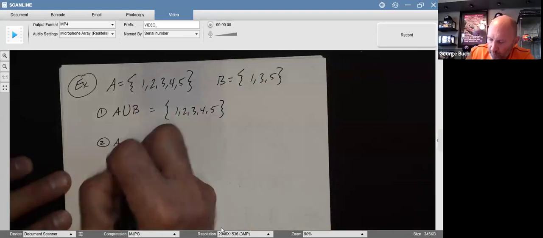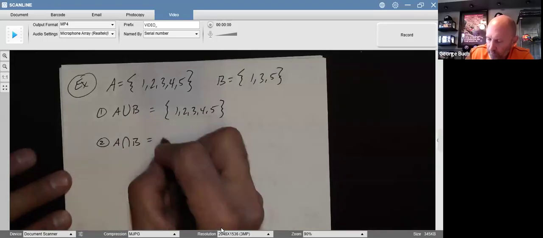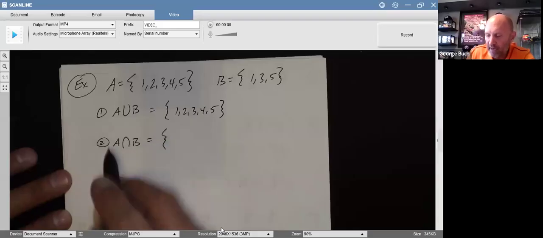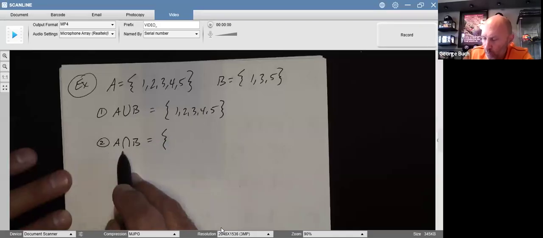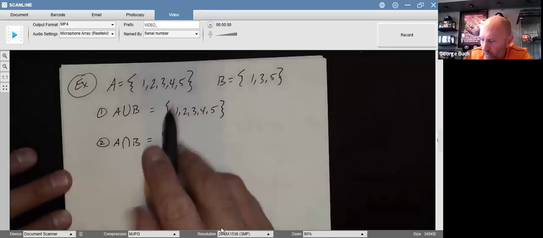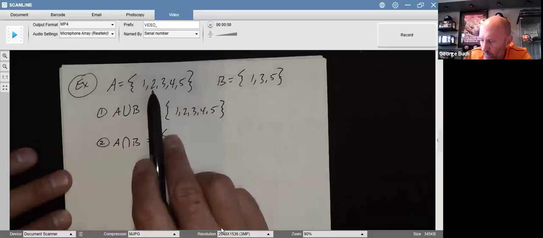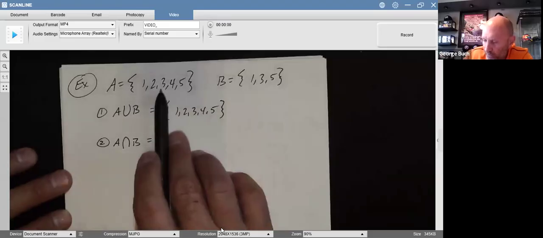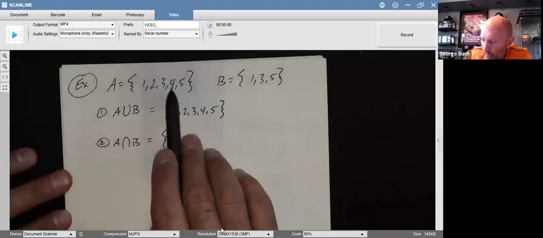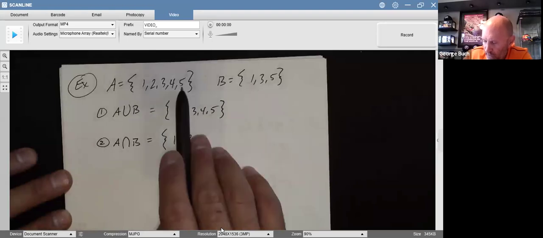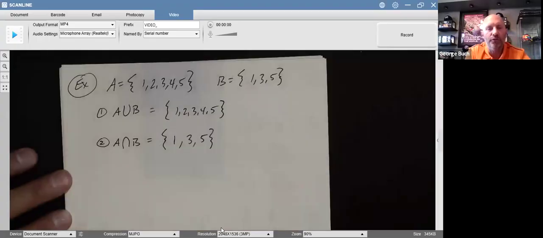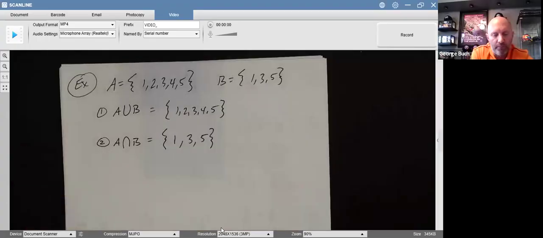And A intersect B, well, this is overlap, this is and. Which number is in A and in B? Well, is 1 in A and B? Yes, it is. Is 2 in A and B? No. Is 3 in A and B? Yes, it is. Is 4 in A and B? No. Is 5 in A and B? Yes, it is. So we get just the set 1, 3, and 5.